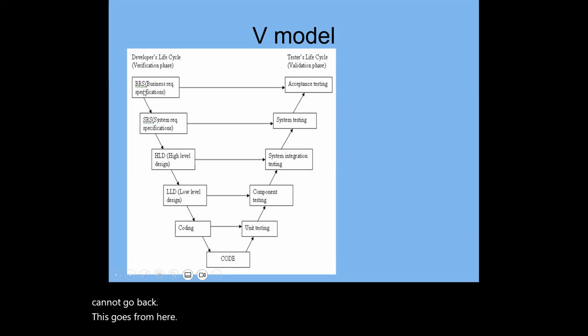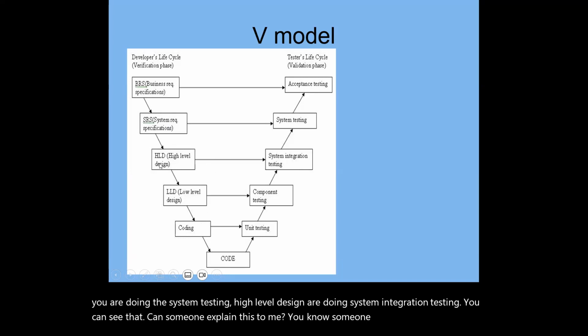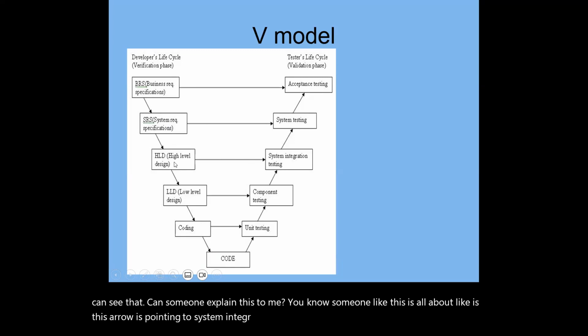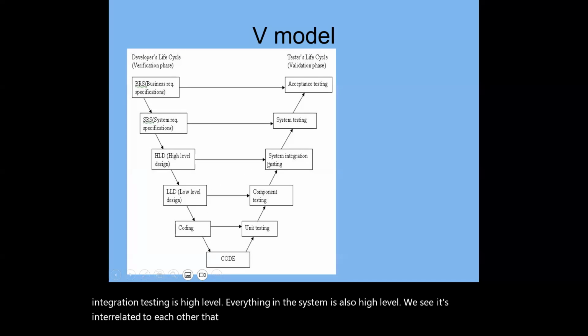You can see the BRS is pointing to the acceptance testing because everybody is involved. The SRS, you are doing the system testing. High-level design, you are doing system integration testing. Can someone explain this to me? This arrow is pointing to system integration testing. High-level design is pointing to system integration testing. It's high level, and everything in the system is also high level. You see, it's interrelated to each other. That's why I made the arrow like this.